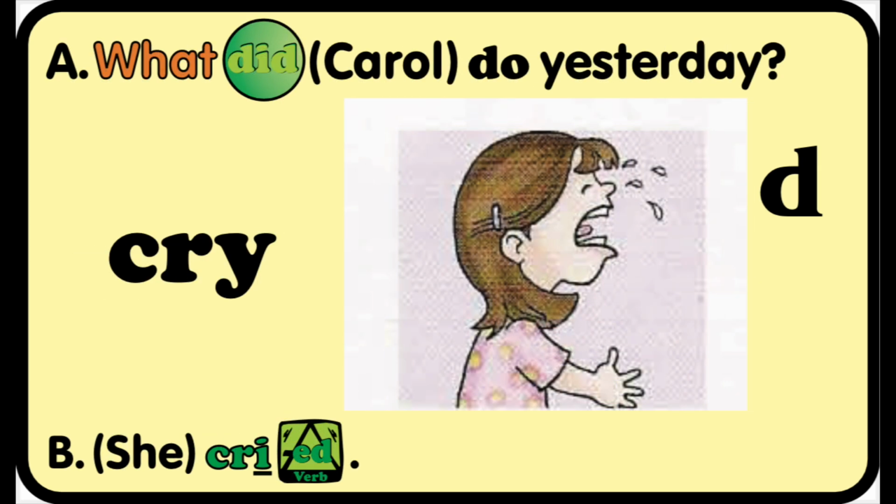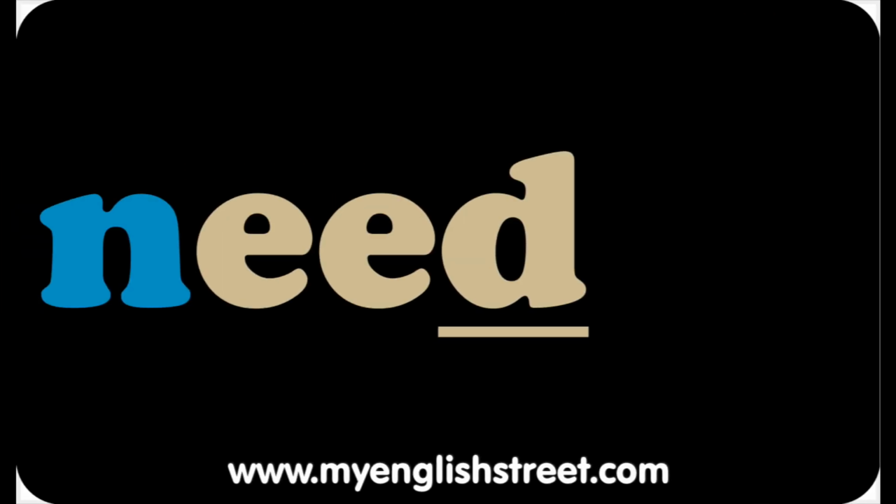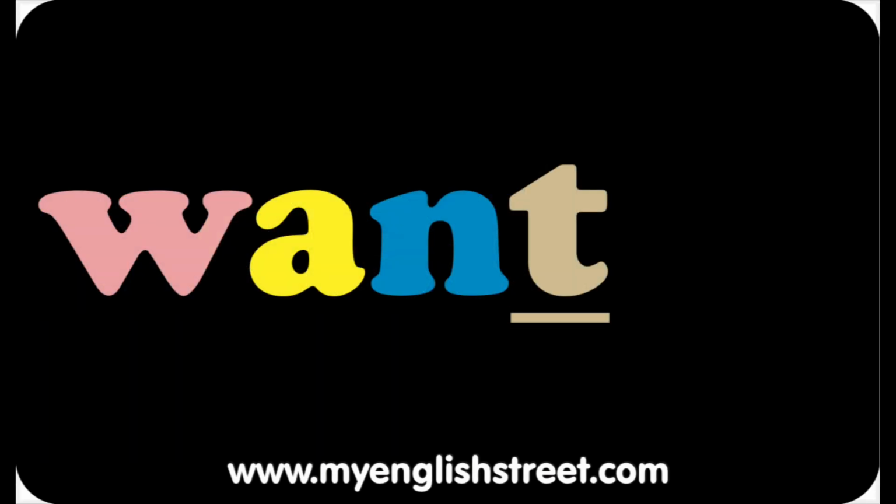What did Carol do yesterday? She cried. Nota que con los verbos que acaban en Y, cambiaremos la Y por una I latina y añadiremos ed. Intentemos con otra. What did you do yesterday? I studied for my test. Te preguntarás entonces, ¿qué hacemos cuando el verbo termina en los mismos sonidos para pasado? De, como en need, o te, como en want.